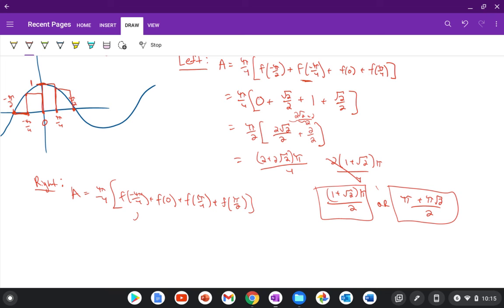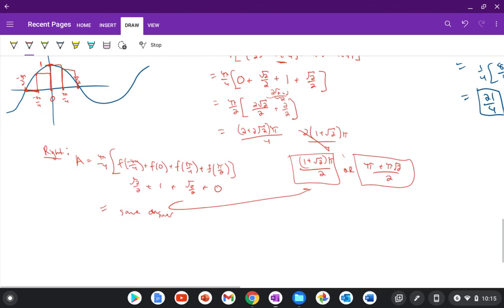If you do all those, it's going to be radical 2 over 2 plus 1 plus radical 2 over 2, and then plus 0. It's just going to be ordered differently. So you're going to get the exact same answer as this. Same answer, so I won't need to go through that.